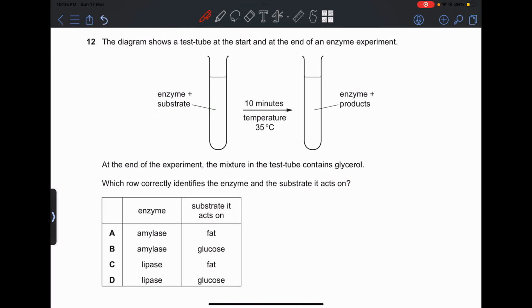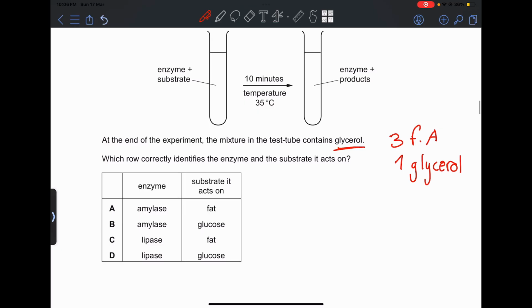12. The diagram shows a test tube at the start and at the end of an enzyme experiment. At the end of the experiment, the mixture in the test tube contains glycerol. Which row correctly identifies the enzyme and the substrate it acts on? So glycerol is actually found in fats or lipids. As we all know, when fat is broken down, it will produce 3 fatty acids and 1 glycerol. So the presence of glycerol indicates that there was fat.